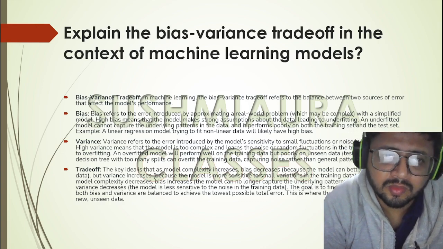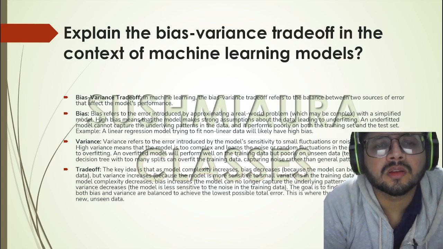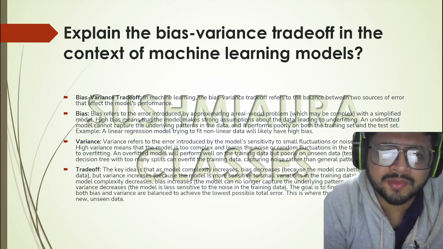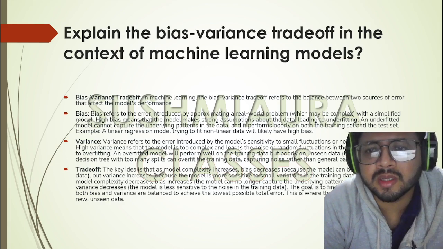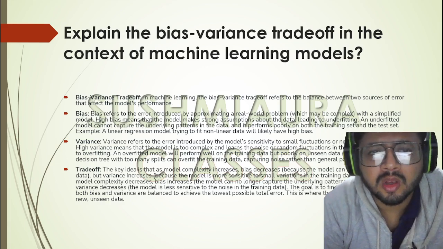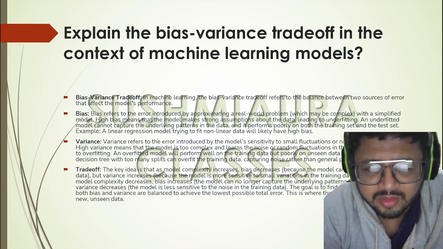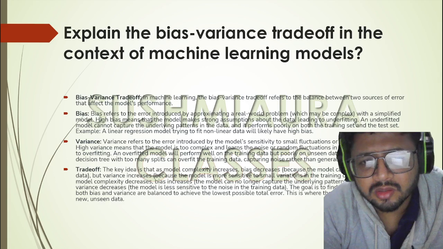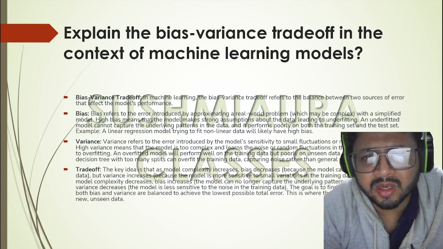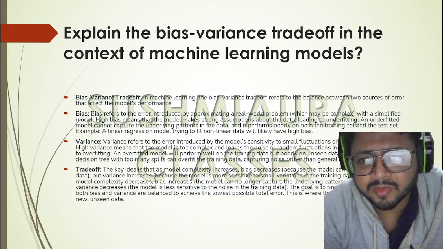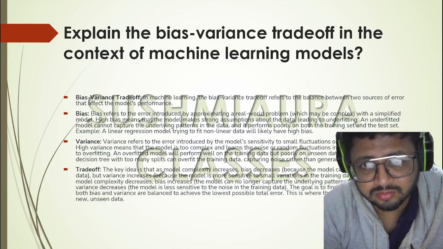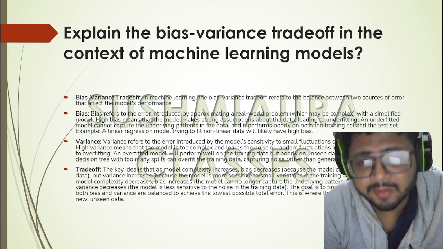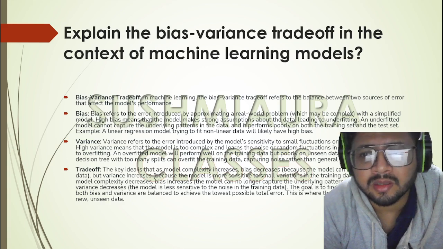Next, step one, what is bias? Bias refers to the error introduced by approximating the real world problem with a simplified model. High bias means that the model makes strong assumptions about the data, which may miss important data.